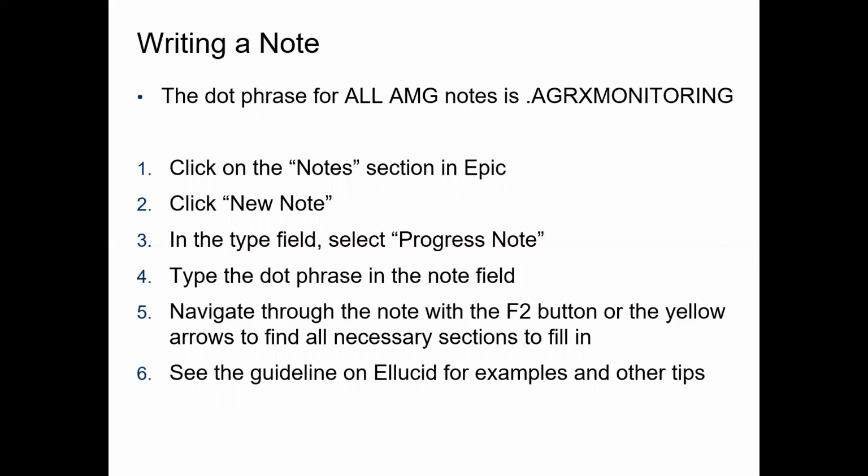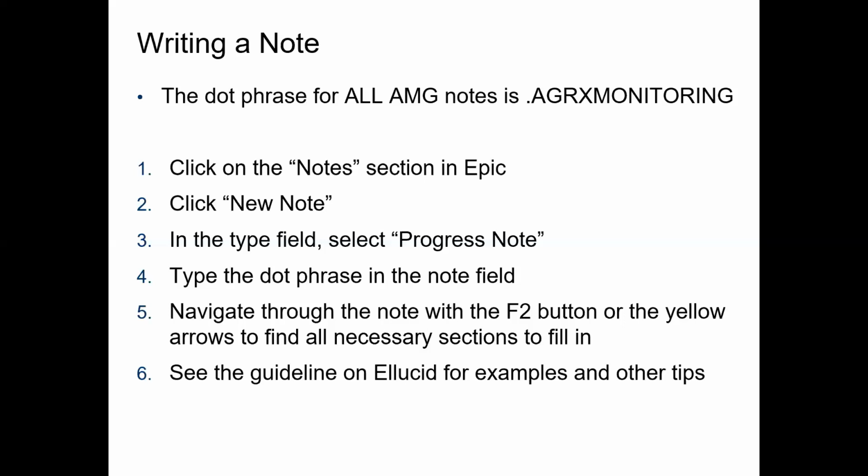But basically, the process is fairly simple. You'll click on the notes section in Epic, click New Notes. We do ask that these notes are written under the progress note subtype. The dot phrase can be typed in, and then you'll see a large template appear for you. And you can navigate through that template to different sections that require your responses, whether it's a drop-down menu or the 3 stars with either the F2 button or the yellow arrows at the top of the note writing section, and that will help you find all the pieces that you have to fill in.